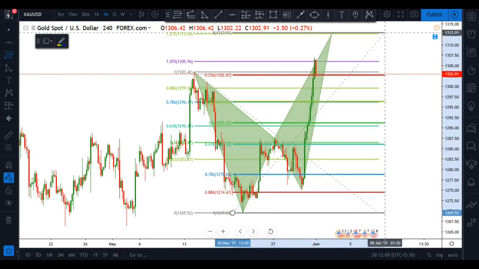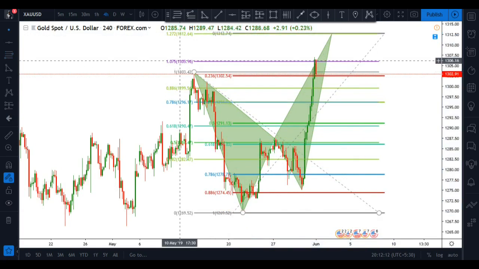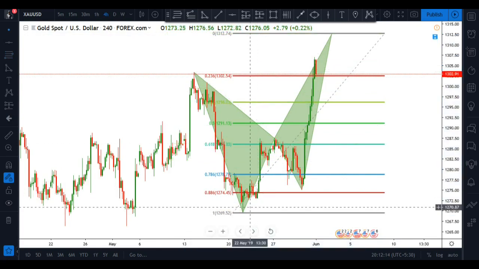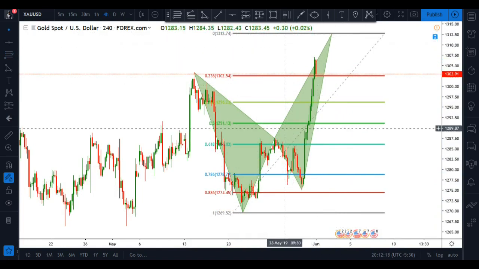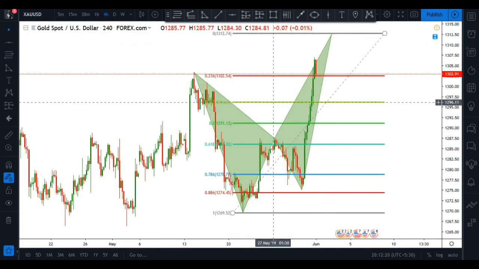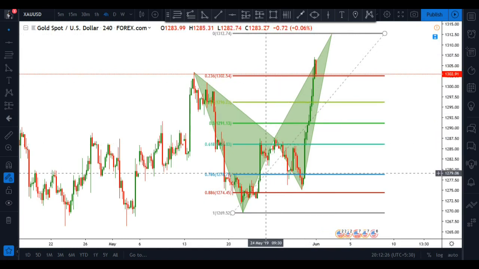the Fibonacci retracement levels of this A point to D point, the pattern completion. First target is 382 retracement, and second target is 618, and third target is 786 retracement level.